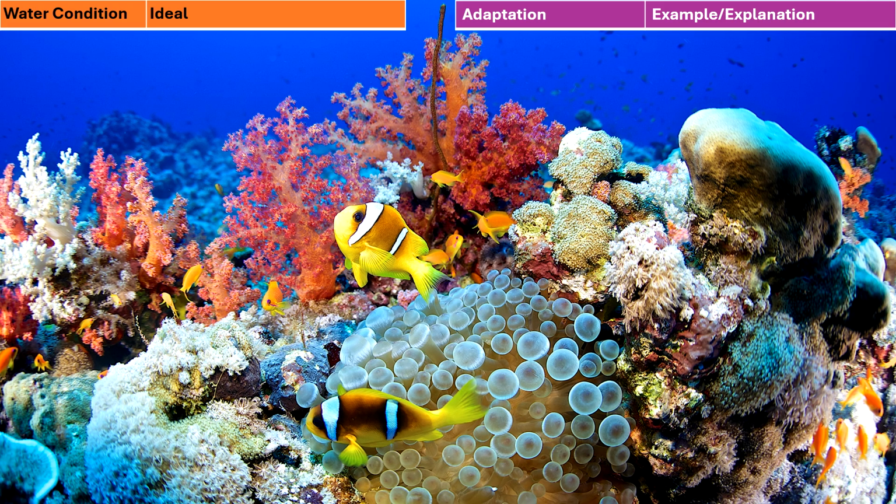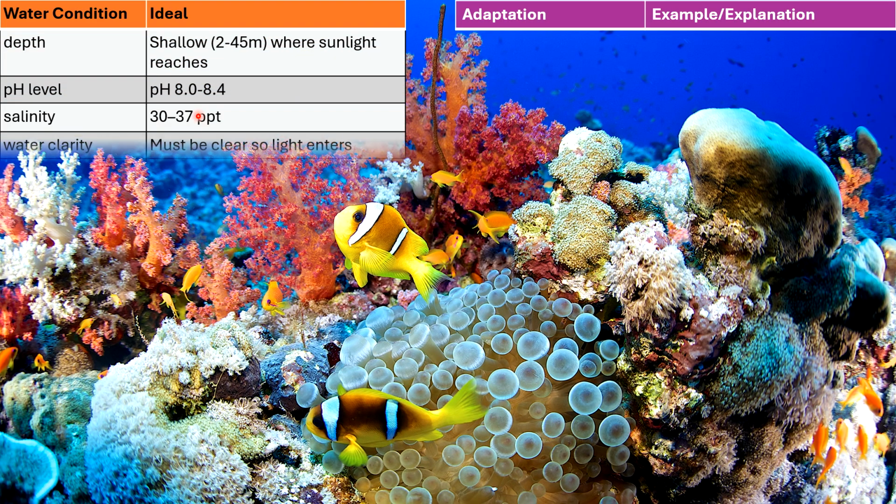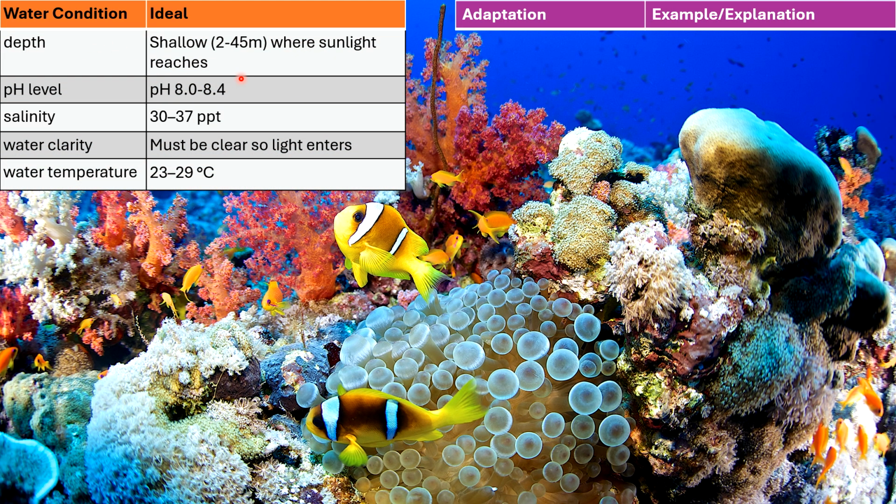Coral reefs are an example of a biome, and if we look at the conditions necessary for its existence, we have that the depth of the water must be shallow, between 2 and 45 meters, where the sunlight can reach. This also ties in with the water clarity, which must be clear in order for this sunlight to actually enter. Then we have other conditions of the water, such as the pH level that must be slightly alkaline, the salinity, and the water temperature that must be slightly warm, between 23 and 29 degrees Celsius.